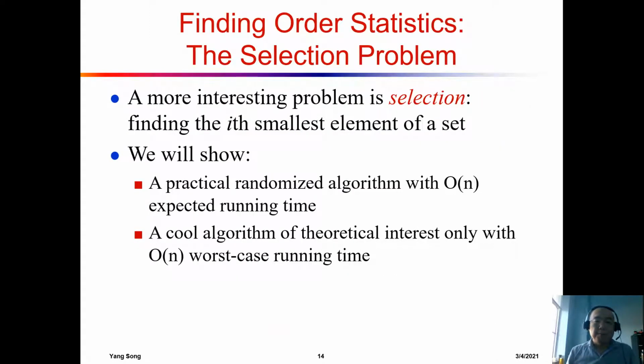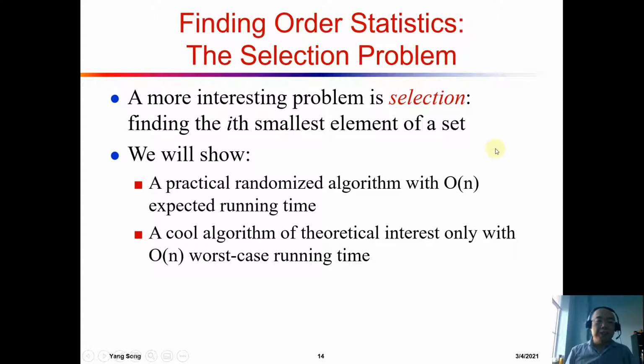Okay, and well, let's move on to a harder topic. How do we find other statistics? I mean, not the largest, not the smallest, but how about the 10th smallest value, and how do we do that? This problem is called selection. So we are trying to find the ith smallest element of a set.